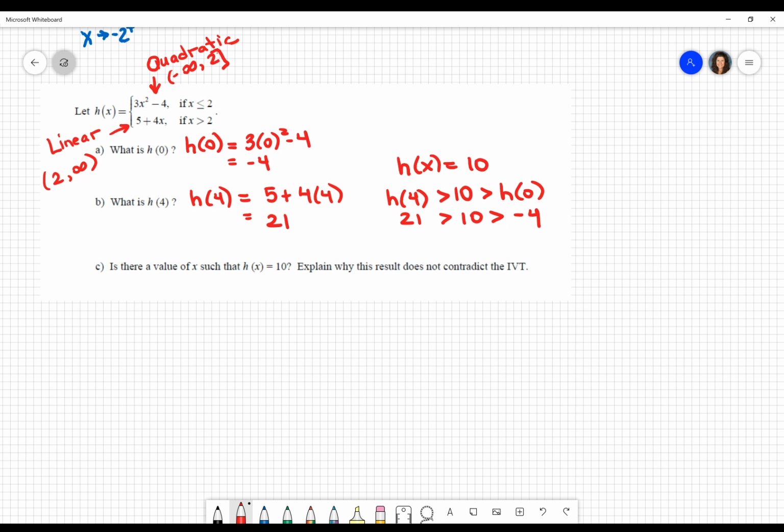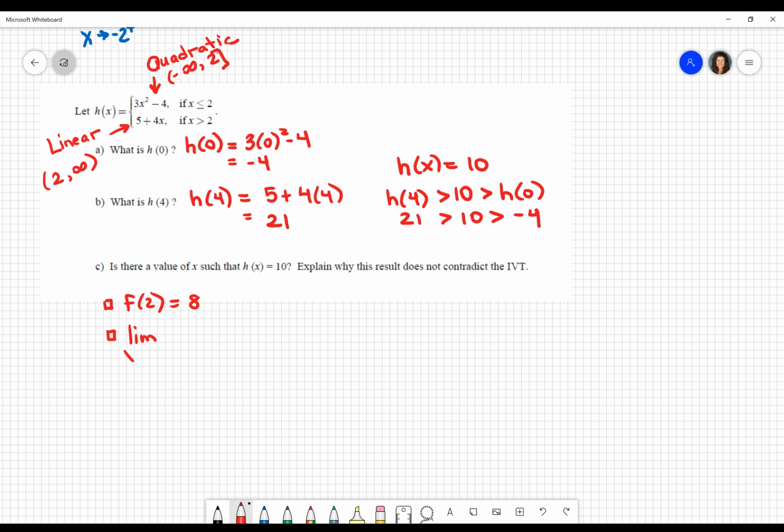Now, my question is at 2, will this function be continuous? Well, let's take a look. Does the value exist at 2? Why, yes, it does. 2 squared is 4, times 3 is 12, 12 minus 4 is 8. Okay, what about the limits?